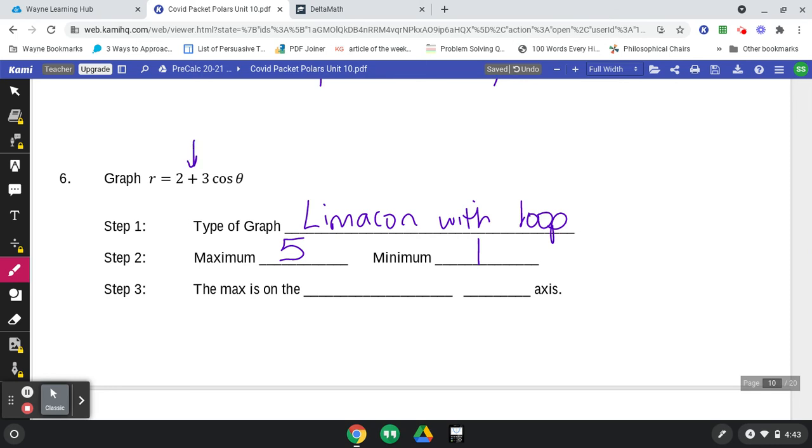It's a positive. And it's a cosine, which is x. So we're going to make sure our maximum, the 5, happens on our positive x-axis.